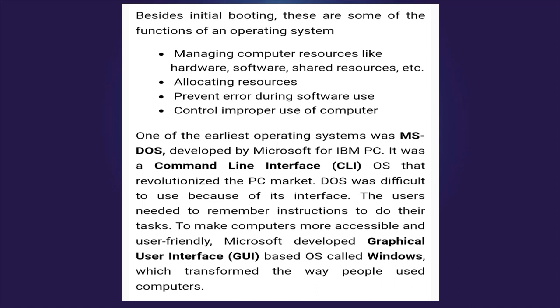One of the earliest operating systems was MS-DOS, developed by Microsoft for IBM PC. It was a command line interface OS that revolutionized the PC market. DOS was difficult to use because of its interface. The users needed to remember instructions to do their task. To make computers more accessible and user-friendly, Microsoft developed graphical user interface based OS called Windows, which transformed the way people used computer.